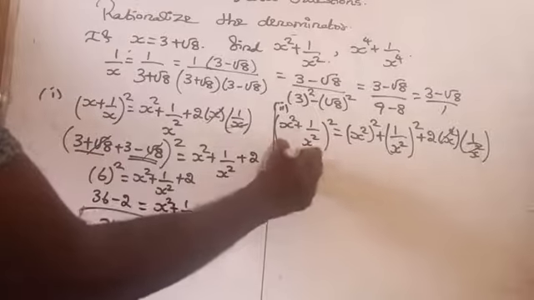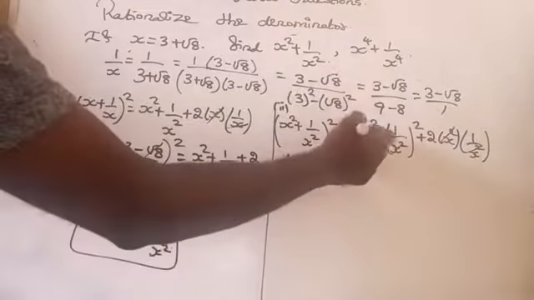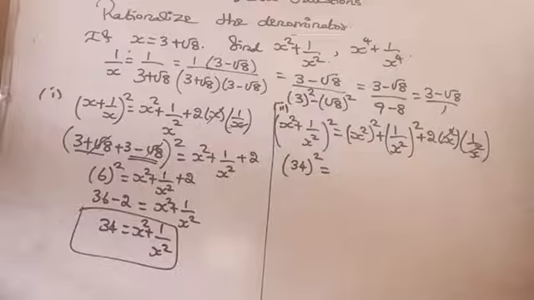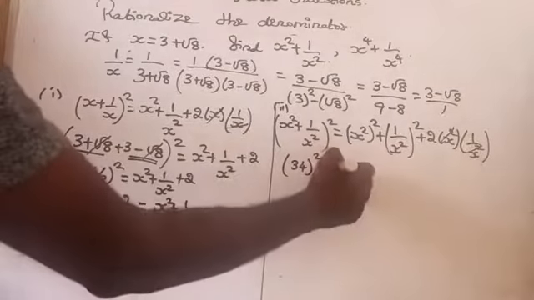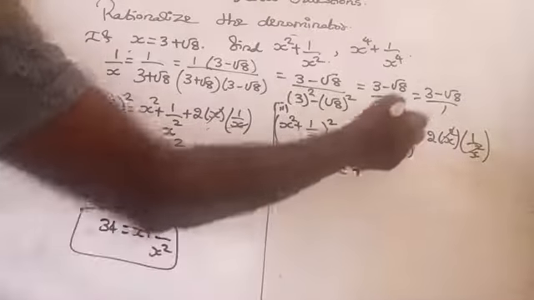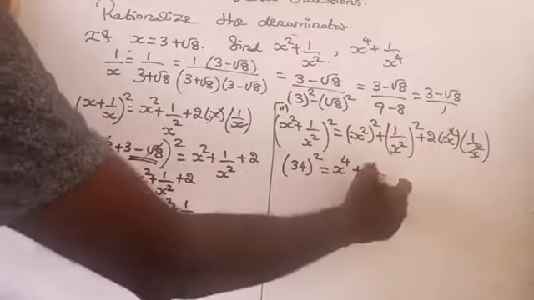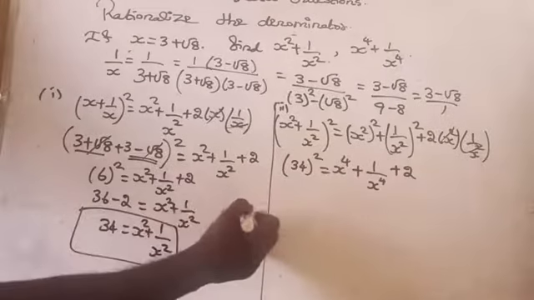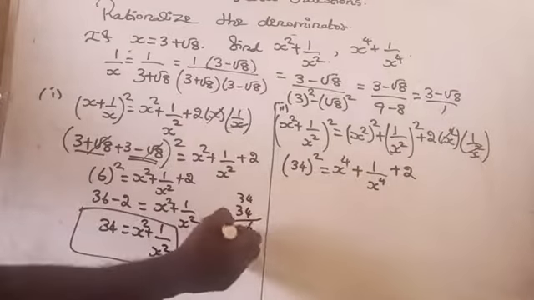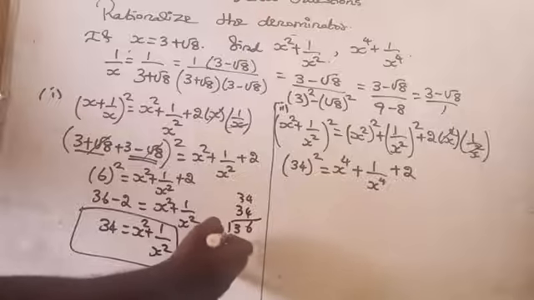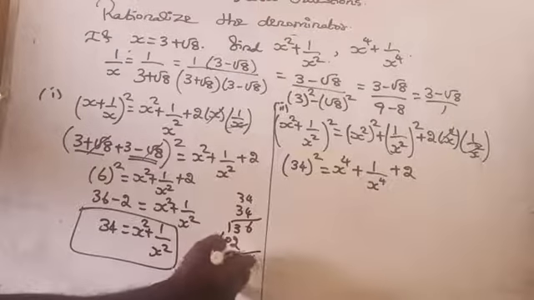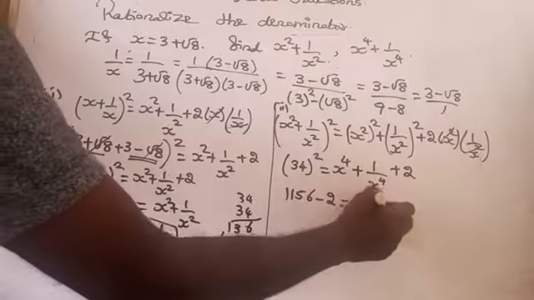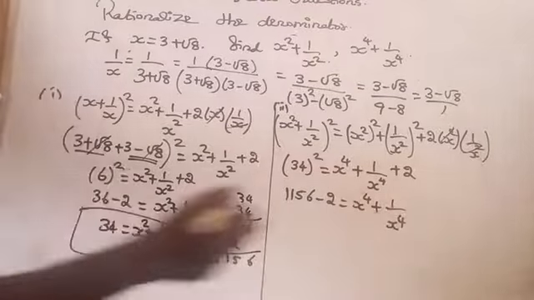So 34 the whole square is equal to x power 2 the whole power 2, that is a power m the whole power n, which is nothing but a to the power mn. So x to the power 4 plus 1 square is 1, x square the whole square is x to the power 4 plus 2 here. Now multiply 34 into 34. 4 4s are 16, 3 4s are 12, 12 plus 1 is 13, 3 4s are 12, 9 plus 1 is 10 here. 1156 minus 2 is equal to x to the power 4 plus 1 by x to the power 4 here.